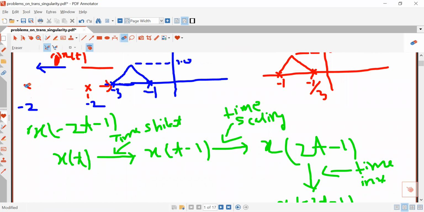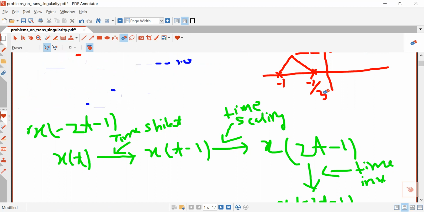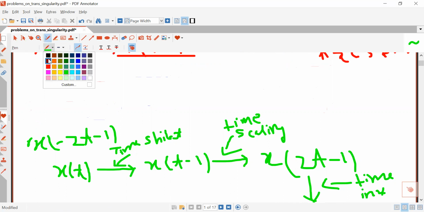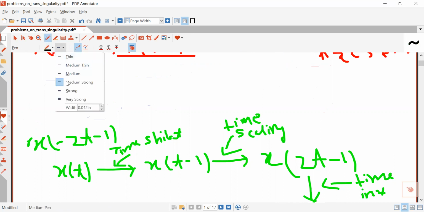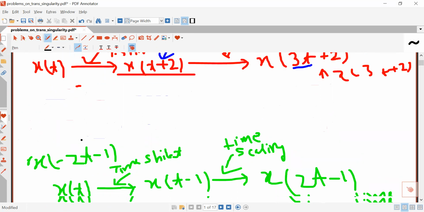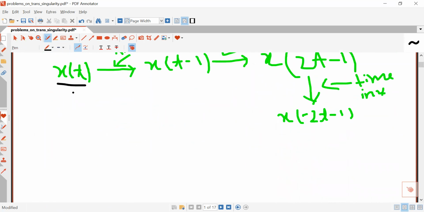So now I am drawing this whole process. I am going to show all of this process through a signal. How will you do this? First, the original signal is given. This is the original signal.